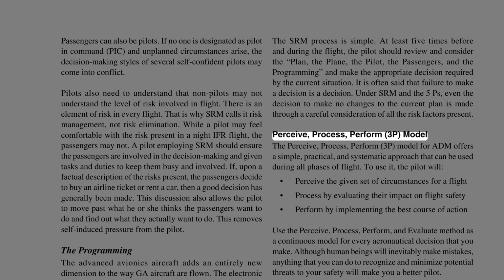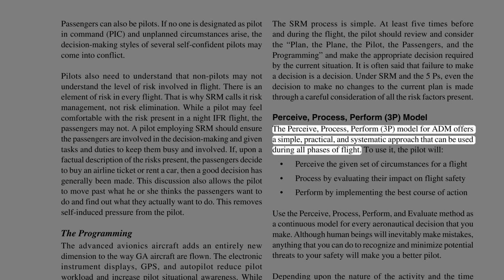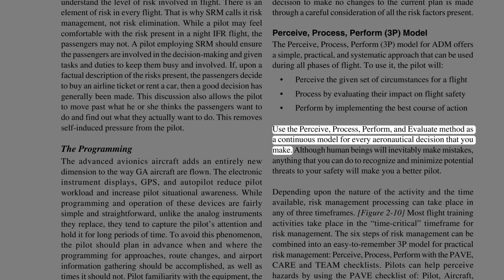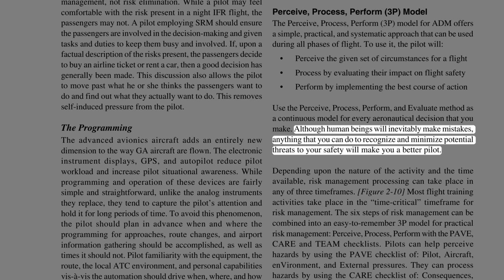Perceive, Process, Perform, the 3P model. The Perceive, Process, Perform, 3P model for ADM offers a simple, practical, and systematic approach that can be used during all phases of flight. To use it, the pilot will perceive the given set of circumstances for a flight, process by evaluating their impact on flight safety, and perform by implementing the best course of action. Use the Perceive, Process, Perform, and Evaluate method as a continuous model for every aeronautical decision that you make. Although human beings will inevitably make mistakes, anything that you can do to recognize and minimize potential threats to your safety will make you a better pilot.